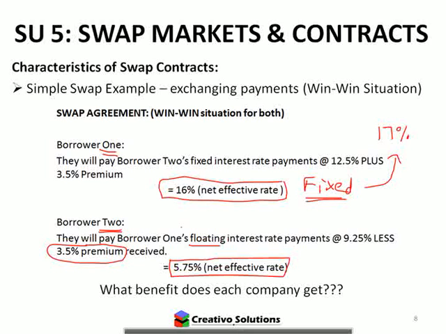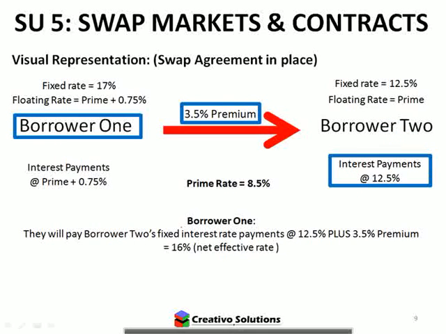So what benefit does each company get? They get the same. How much does one get? One gets 1%. And what does 2 get? Borrower 2 gets 1.75%, so it's a 2.75%. Let's answer that question. Borrower 1's benefit is 1%: the 17 minus 16 is the 1%.